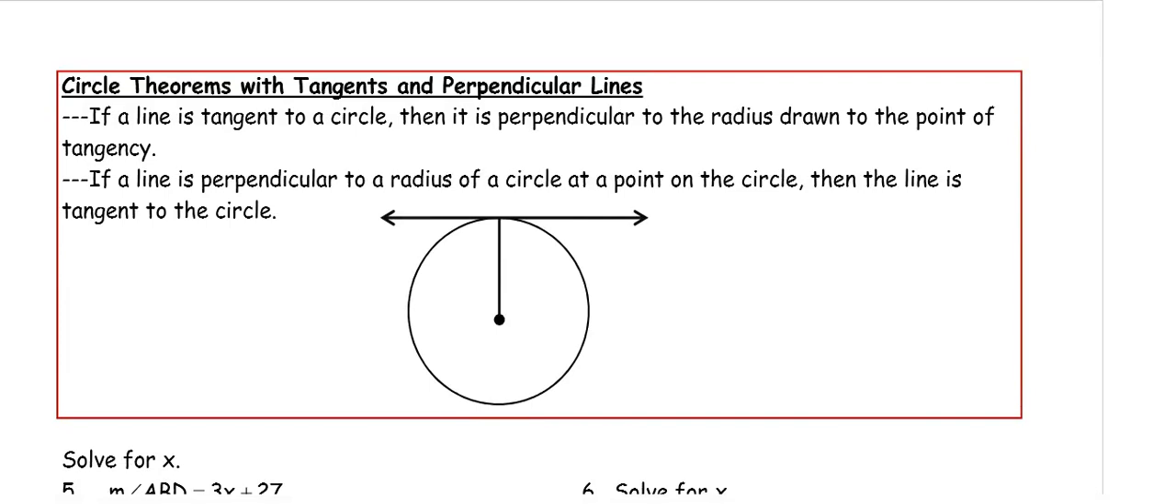Now we have a couple of theorems about circles with tangents and perpendicular lines. So if a line is tangent to a circle, then it is perpendicular to the radius drawn at the point of tangency. So if this is the point of tangency, our radius is going to be perpendicular. This is going to help us to create right triangles to find missing lengths.